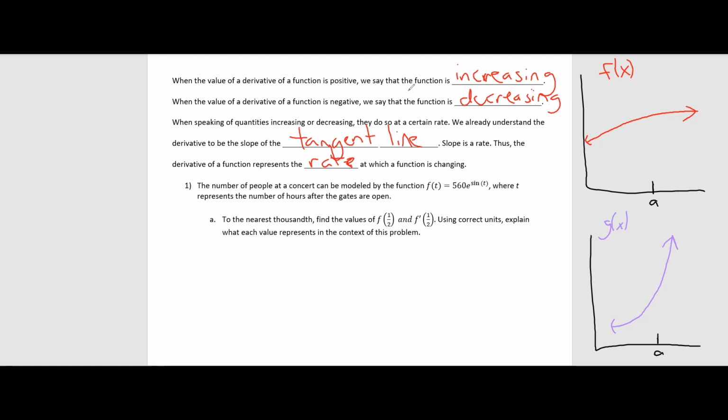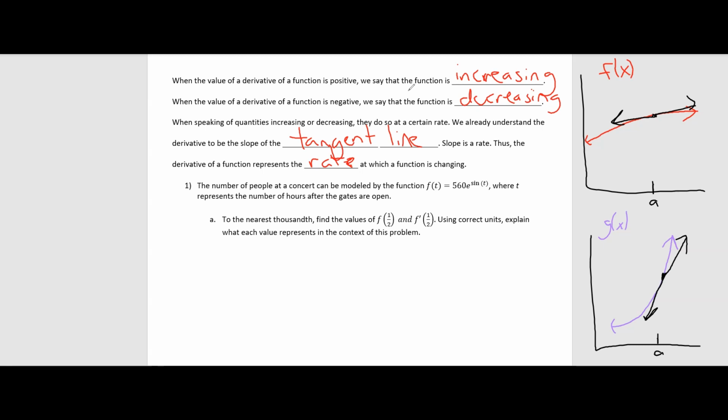Right, so if we draw a tangent line at x equals a for both functions, we notice that the tangent line is positive for both, right? Which means both functions are increasing when x is equal to a. However, the purple one, that slope of the tangent line is much steeper than the slope of the tangent line on the red function at x equals a. So we would say the purple function is increasing at a faster rate than the red function at x equals a. So that's just what they're talking about when they say the derivative of a function represents the rate at which the function is changing.